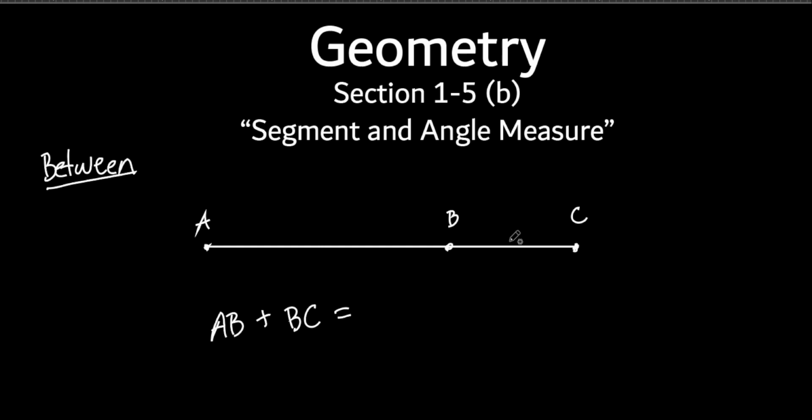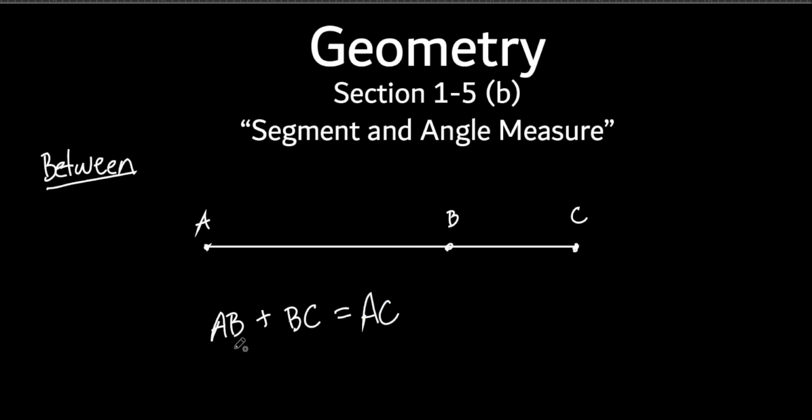AC squared? Squared? Nothing squared. We're not multiplying anything. We're just adding. It's not ABC because we don't name a line segment with 3 letters. AC, exactly right. You got it.